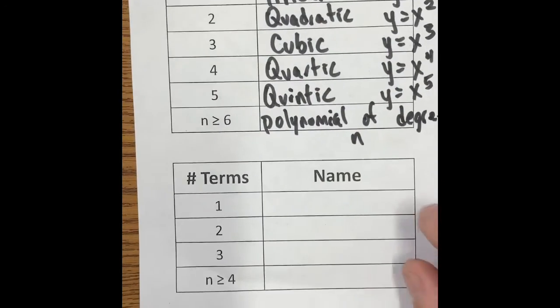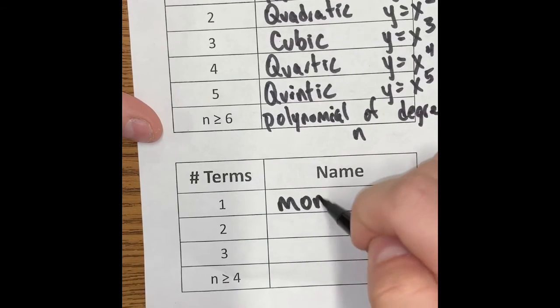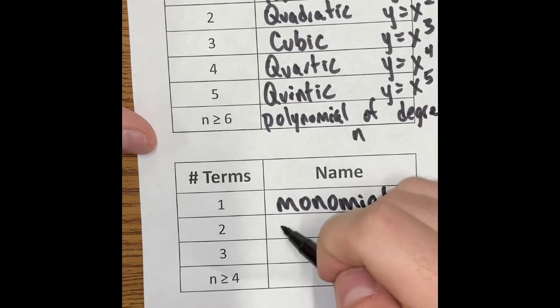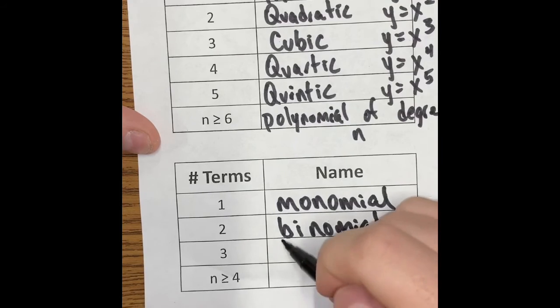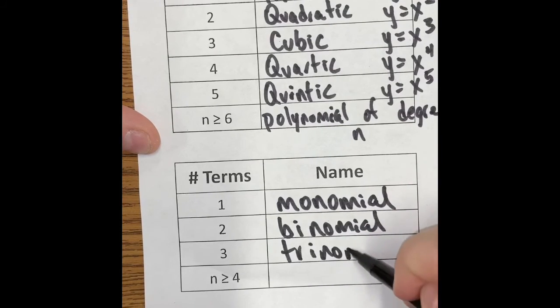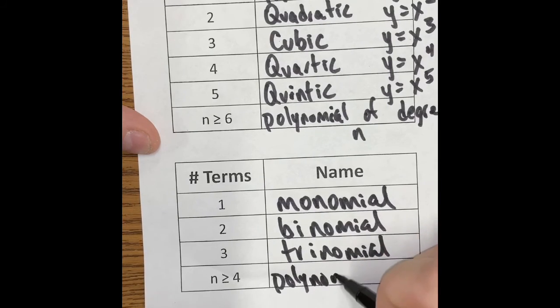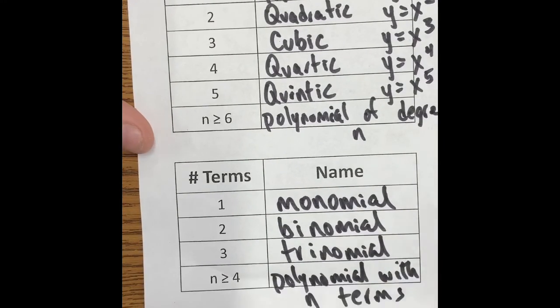We can also name polynomials based on the number of terms. If the polynomial has 1 term, we call that a monomial. If the polynomial has 2 terms, we call that a binomial. And if the polynomial has 3 terms, we call that a trinomial. Anything bigger, we call a polynomial with n terms, n being the number of terms the polynomial has, greater than or equal to 4.